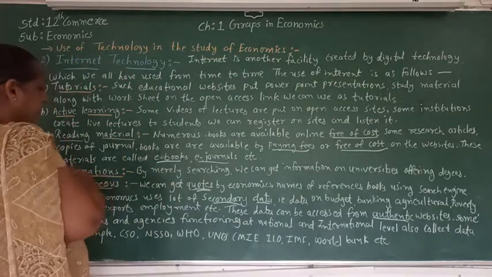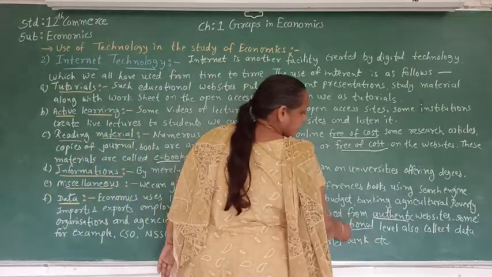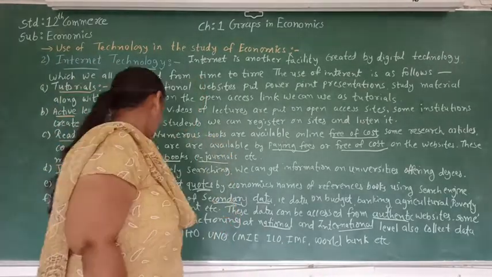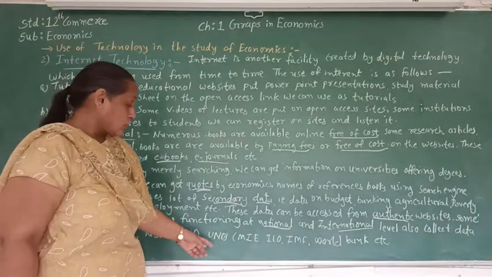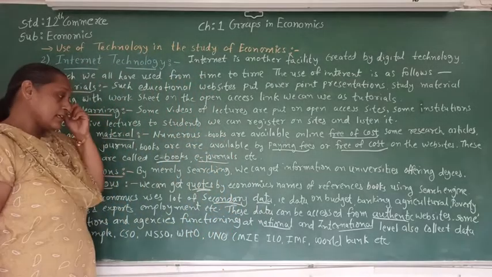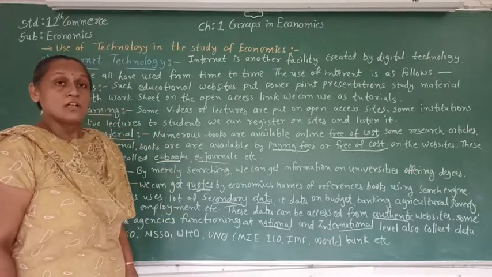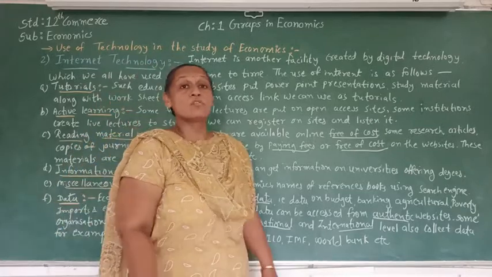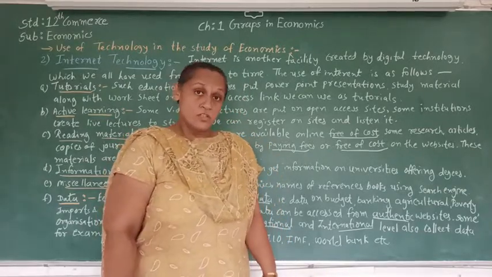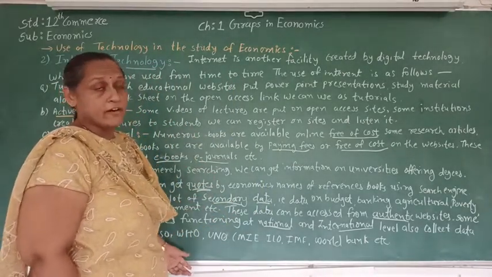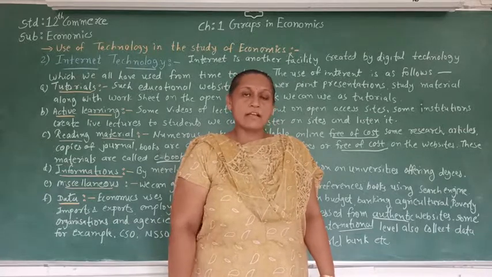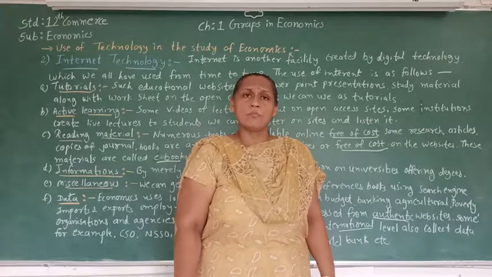Some organizations and agencies functioning at national and international levels also collect data, and those agencies are CSO, NSSO, WHO, UNO, CMIE, ILO, IMF or World Bank. So these are the institutes collecting data on a national or international level. That is also available on the website, and that can be useful for the purpose of economics by any person. So that is again available on the internet. So these are the technologies that are helping in the study of economics. So students, you may note this down. Then we are going to see the questions to be taken care of while using the internet or computer. That we will see next.